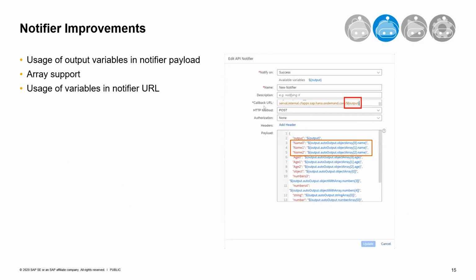We've also updated the creation of notifiers. It is now possible to use list variables inside the notifier payload, and you can access each individual element of this list as shown here in the payload of this API notifier. Note that you can also use the variables inside the request URL.